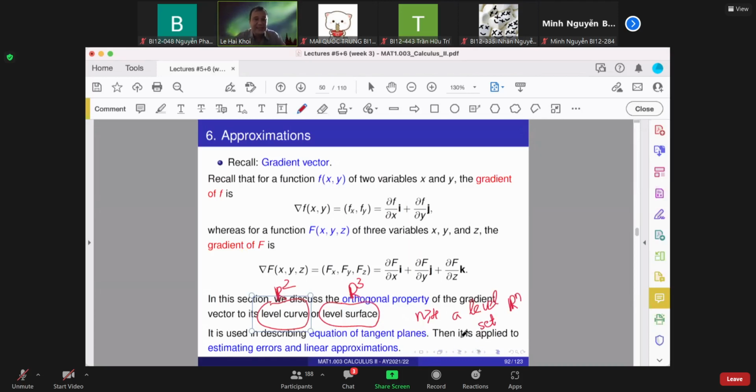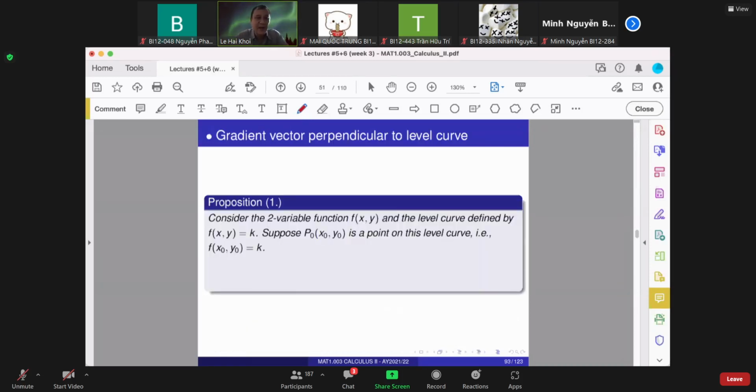So, in this case, we can use the tangent plane. Tangent plane, very important. Tangent plane to estimate the value of function of several variables and finding the estimating error. Cái sai số khi mà chúng ta xấp xỉ và chúng ta dùng cái xấp xỉ gọi là linear approximation, L(x). So for one variable, remember we have L(x). For several variables, we have more than one variable, L(x, y) and L(x, y, z). So that's the idea. Okay, now the first property, perpendicular.